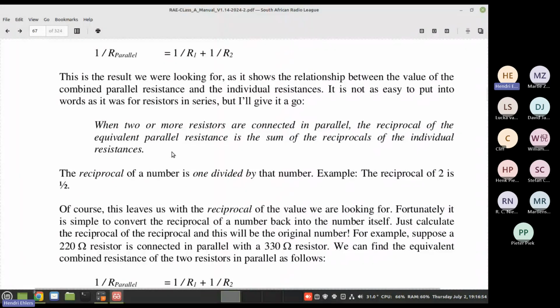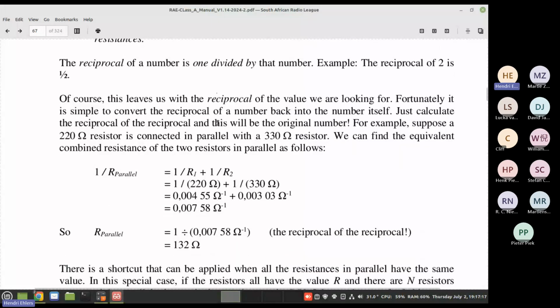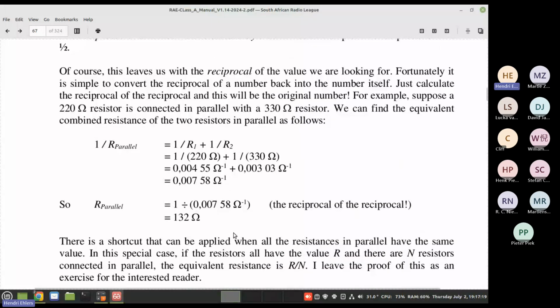When two or more resistors are connected in parallel, the reciprocal of the equivalent parallel resistance is the sum of the reciprocals of the individual resistances. Now that's a whole mouthful, but when we start doing the calculation, it becomes a lot easier.